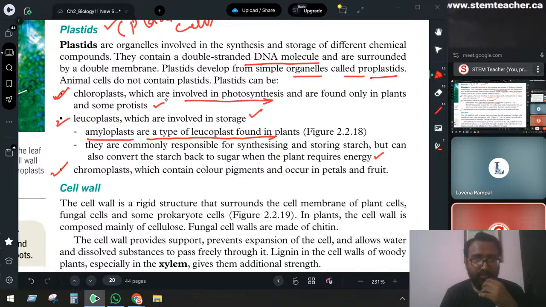Amyloplasts are a type of leucoplast found in plants. So they store the food. Everything is in the vacuole. They are commonly responsible for synthesizing and storing the starch. Starch is nothing but the deep inside of the food particles, but it can also convert the starch back to sugar when the plant requires the energy. So sometimes the plant requires additional energy, and the starch becomes energy particles.